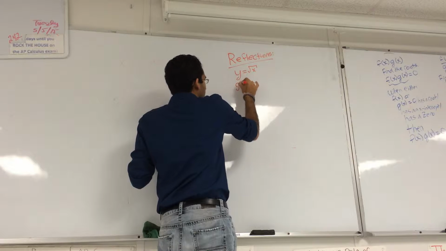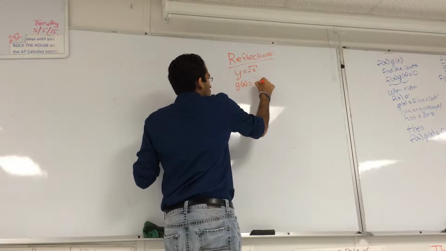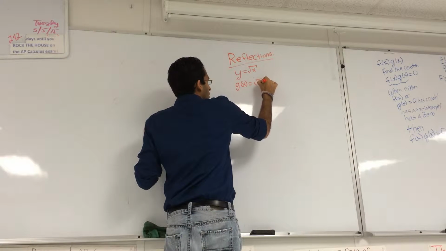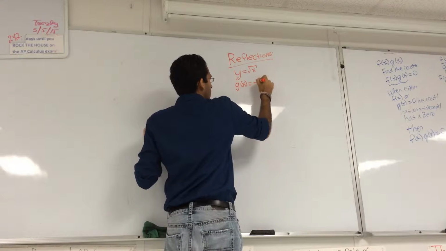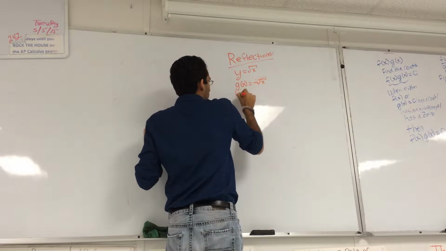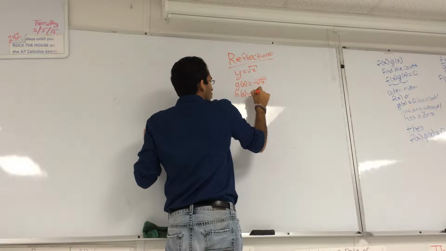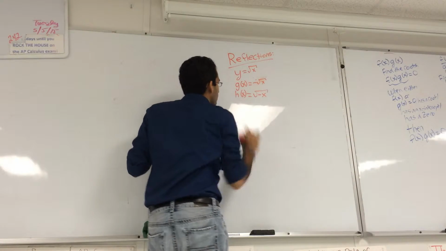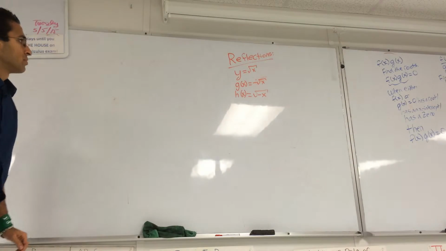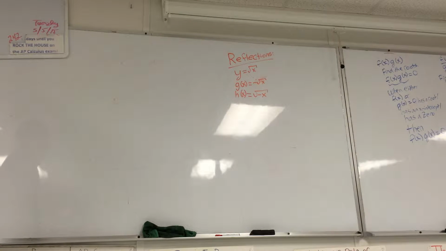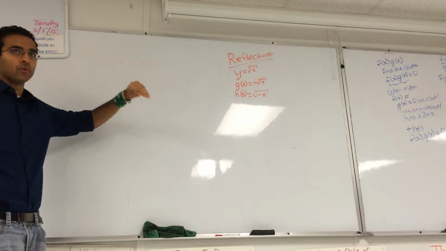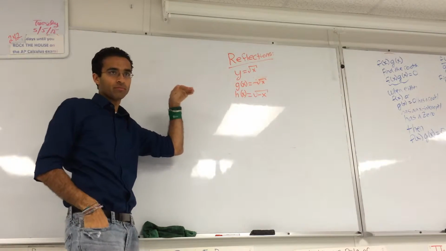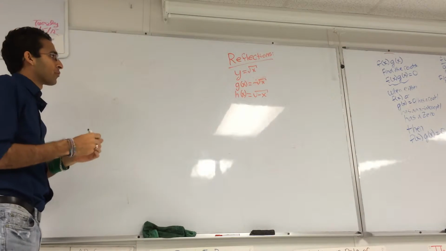Let's say g of x equals negative square root of x, and h of x equals square root of negative x. So we've got those three functions going on here. The way I'm going to do this is I'm going to build out a table for the first one, graph the first one, table for the second one, graph it, and so on. So let's build a table for the first one.